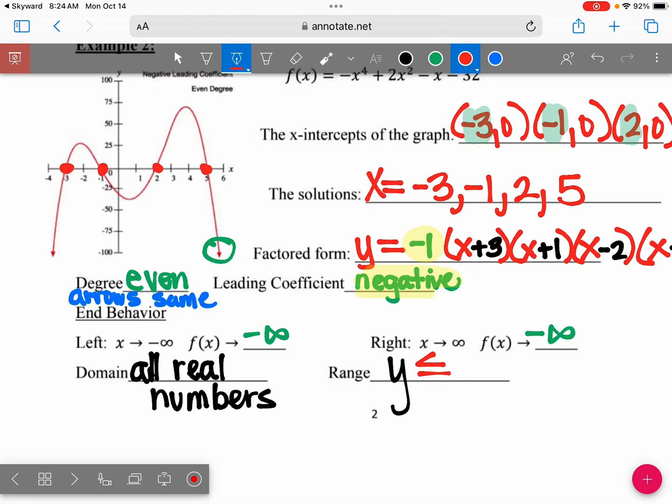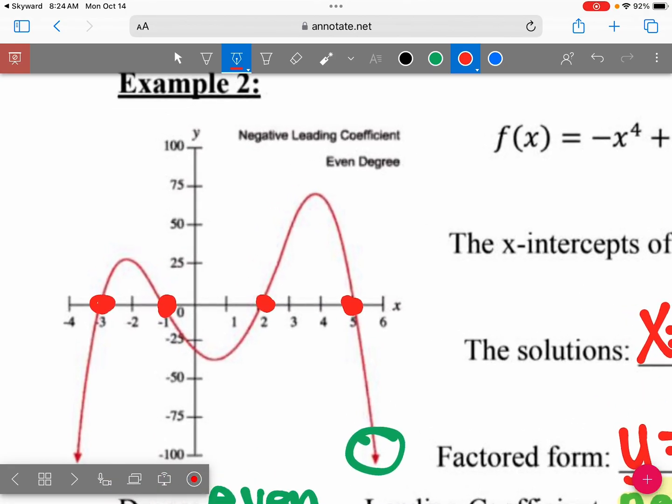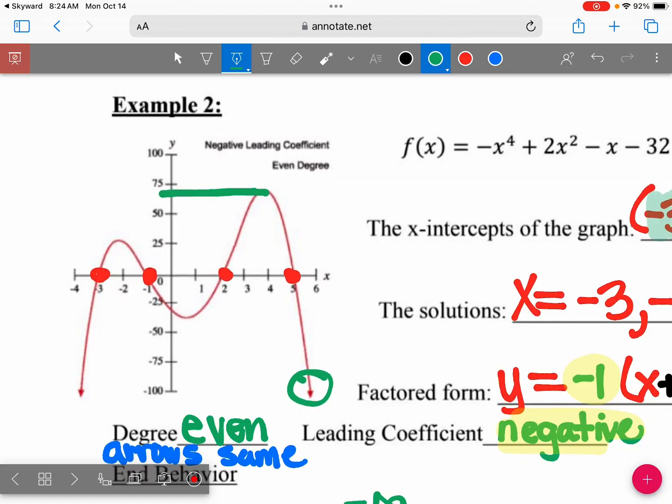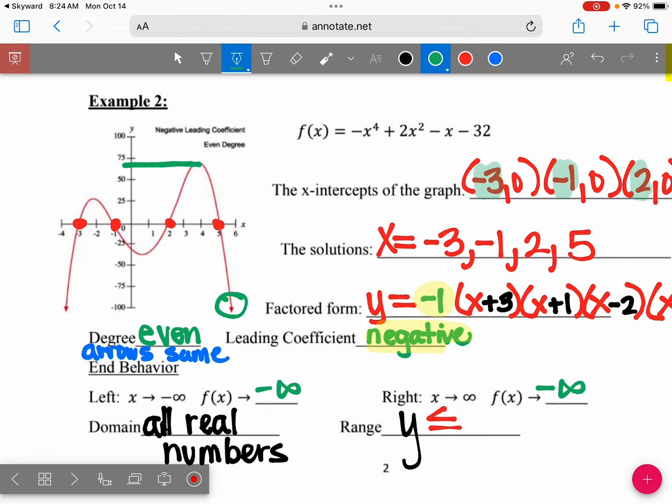Now, when I go to the graph, see how I have two mountaintops? The highest mountaintop would be right here. So we got to approximate, what do you think that number is? It's a number between 50 and 75. 70. Now, we could say 70, you could say 65, you could say any number as long as it is between 50 and 75. Because we don't really know what it is because we don't have enough information. So we will say y is less than or equal to 70. That'll work. Any questions?